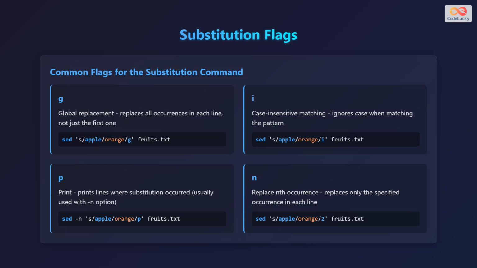The p flag, short for print, prints lines where a substitution occurred. It is usually used with the -n option to suppress default printing. For example, sed -n 's/apple/orange/p' fruits.txt. Lastly, a number N can be used to replace the nth occurrence, replacing only the specified occurrence in each line. For example, sed 's/apple/orange/2' fruits.txt replaces the second occurrence of apple with orange.